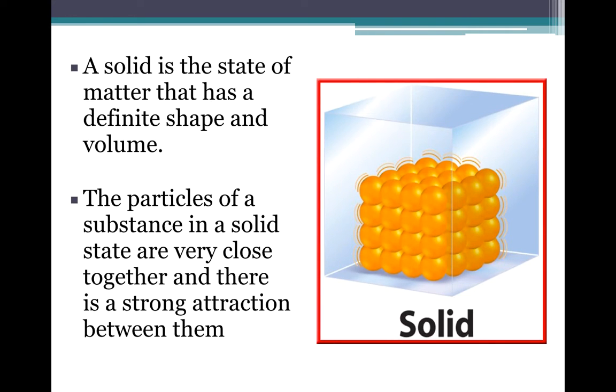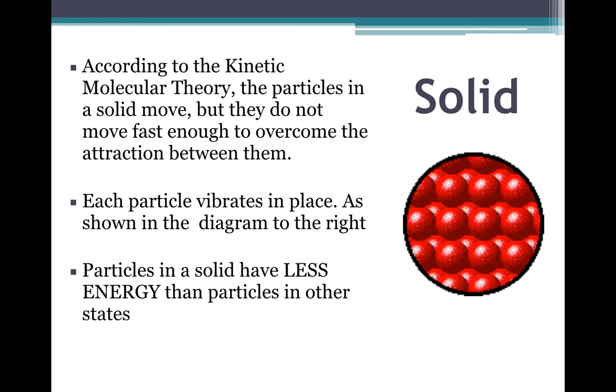As you have learned, a solid is the state of matter that has a definite shape and volume. The particles in a solid are very close together, and there is a strong attraction between them. They are tightly packed. According to the Kinetic Molecular Theory, the particles in a solid move because all particles are in constant motion, but they do not move fast enough to overcome the attraction between them. They have a low amount of kinetic energy. As you can see in this diagram, each particle vibrates slightly in place, but it stays in its general position. Particles in a solid have less energy than particles in other states. This is the state of matter with the lowest amount of energy.